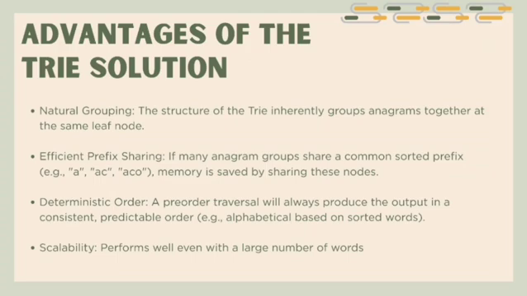Advantages of this tree-based solution: first, natural grouping. The tree structure inherently groups all anagrams together at the same leaf node. Second, efficient prefix sharing. If multiple words share a common sorted prefix, memory is saved because the nodes are reused. Third, deterministic order. A pre-order traversal of a tree produces a consistent, predictable output, often alphabetical based on the sorted word. Finally, scalability. This approach works efficiently even with a larger number of words, making it suitable for a bigger database.